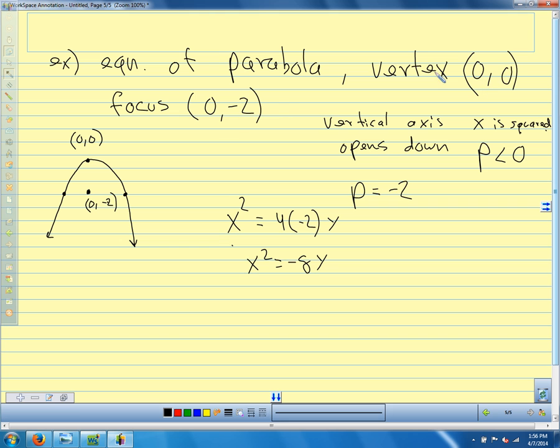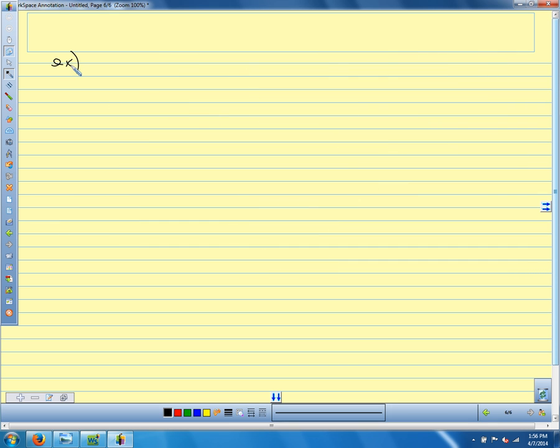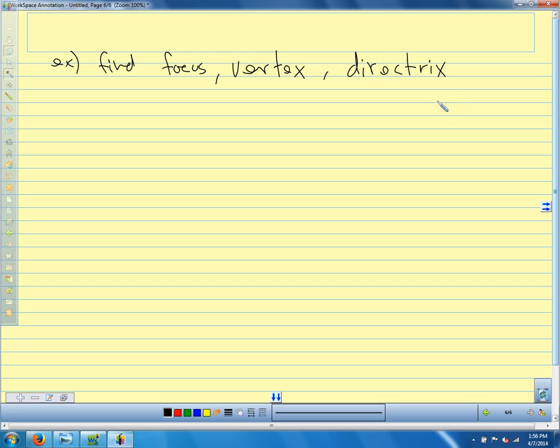Kind of nice just being able to figure out the equation of a parabola given this little bit of information. All right, the next one I just want to set up, and we'll talk about how we would do it. I'm not going to go through the entire process. So let's say the problem asks us to find the focus, vertex, and the directrix of our parabola x squared minus 2x minus 16y minus 31 equals 0.